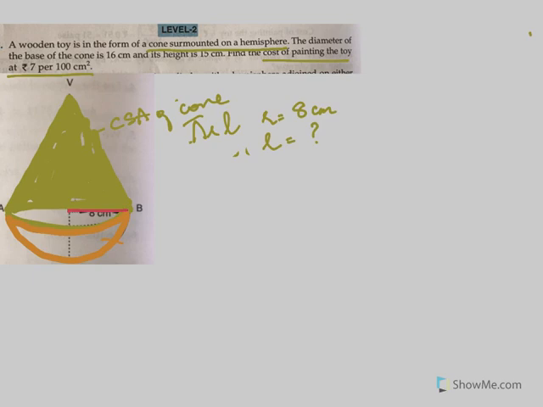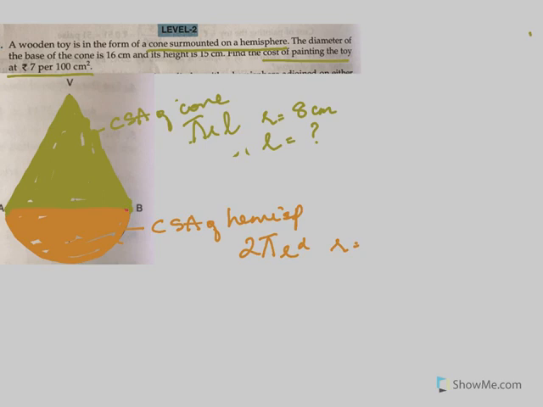And now we have the lower portion, and the lower portion is the hemisphere. We need to paint this also. That means we need the CSA of the hemisphere, and the CSA of the hemisphere is 2 pi r square, and the r is given as 8. We mark this part 8 here, so this r is 8.